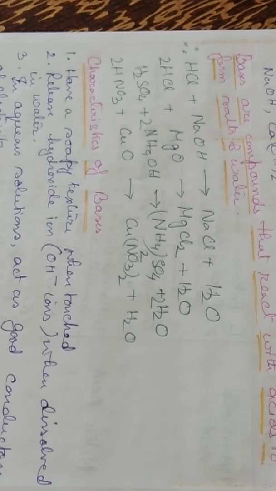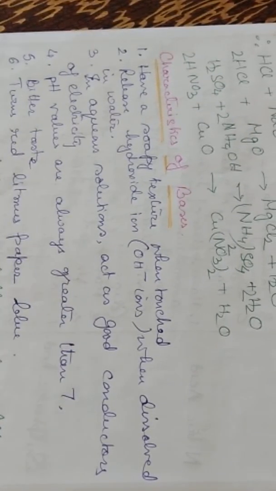Again, when hydrochloric acid reacts with magnesium oxide, that is a base, it forms a salt, that is magnesium chloride, and water. Again, sulfuric acid when it reacts with ammonium hydroxide, that's a base, forms ammonium sulfate, that's a salt, and water. Then nitric acid reacts with cupric oxide, that is a base, and forms a salt called cupric nitrate and water. Then what are the characteristics of a base?